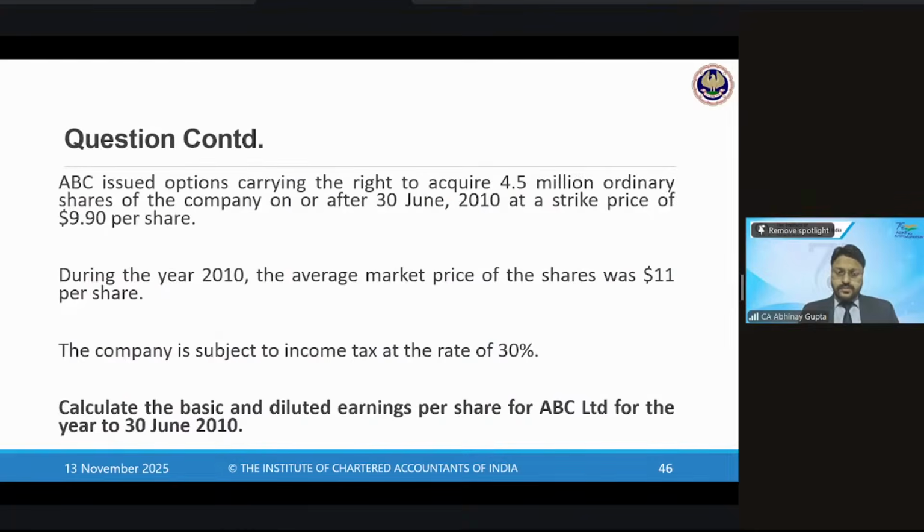Which one? I will read from the study material. It says the difference between the number of ordinary shares issued and the number of ordinary shares that would have been issued at the average market price of ordinary shares during the period shall be treated as an issue of ordinary shares for no consideration. There was some confusion around this 4,50,000 options which we calculated. So I did it a different way.